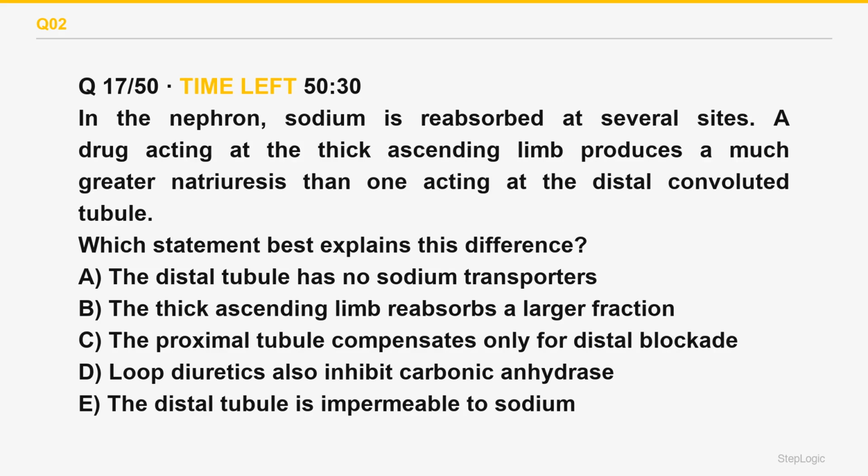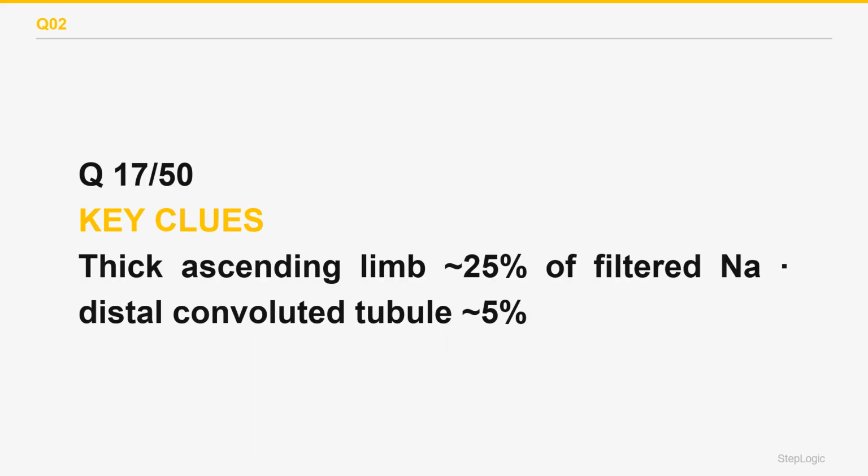Read the command, why one site yields more natriuresis. Diuretic potency follows directly from how much sodium passes each segment. Sodium reabsorption is distributed unevenly along the nephron.